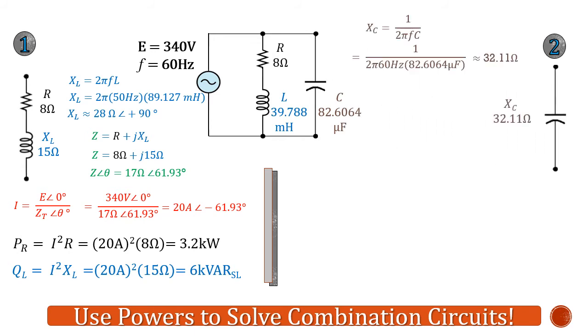Now when we isolate our capacitor by itself, we end up with 3,600 bars capacitive. I use the E squared over ohms formula in order to get to my power directly. It's quick and easy.